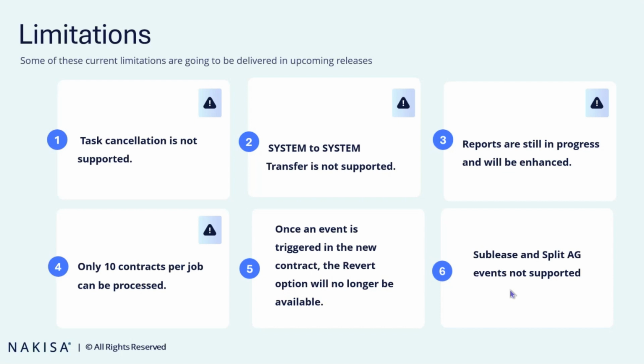Also, another thing that's coming up in future releases, which we don't have as of now, is the sublease. If there's a sublease under a contract, we will not be able to perform an intercompany transfer, or if you perform a split of AGs, then this intercompany transfer will not be supported as of now.